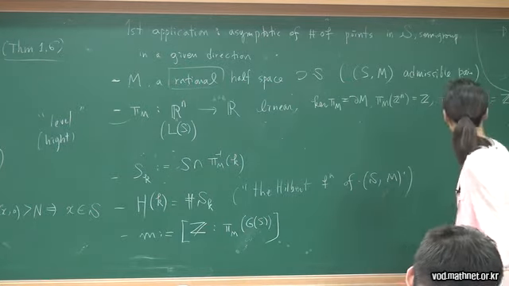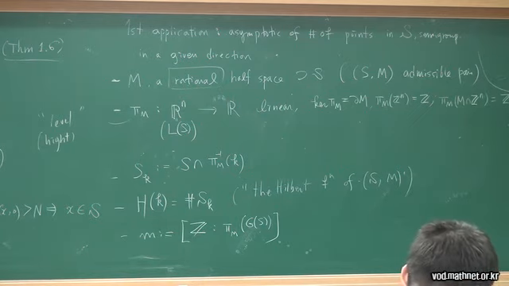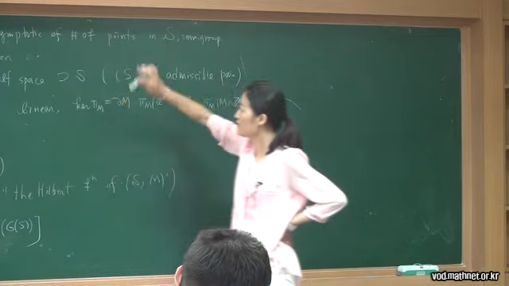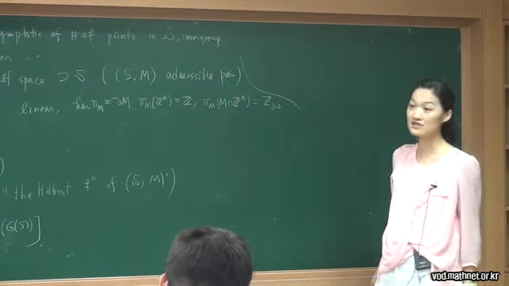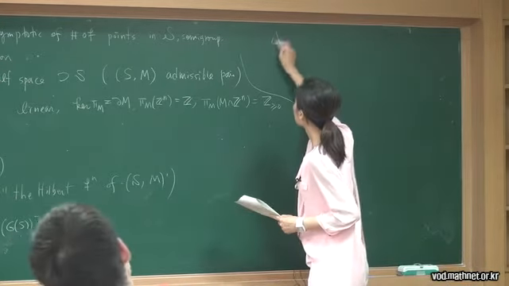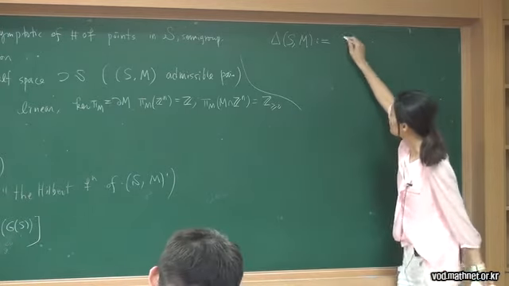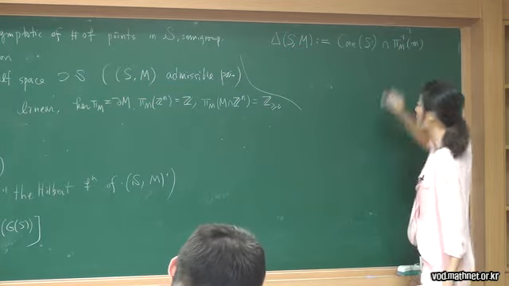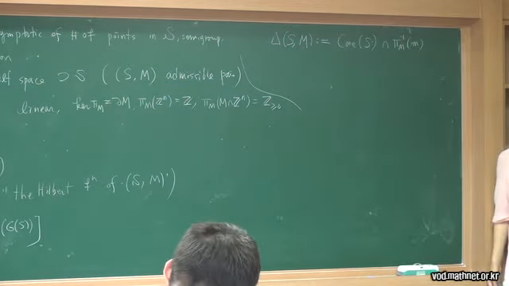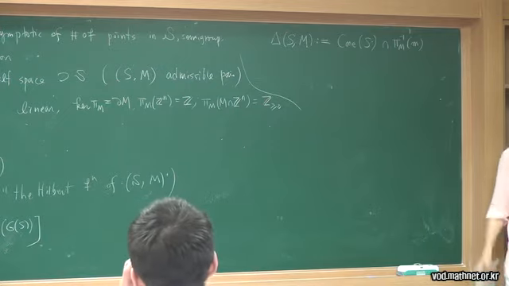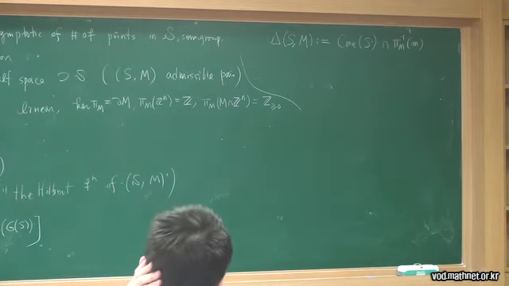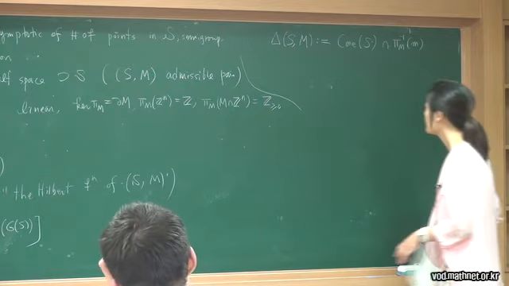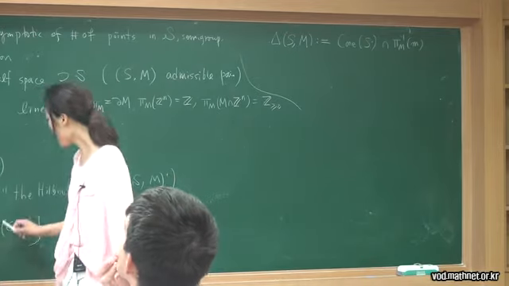Now, this is up to here just the setting to make it precise. What do we mean by counting the number of points in S in a certain direction? So now, delta of S, m is by definition the intersection of the corner of S with this half plane. Again, this we took by 4m. Yes, it's coming from the definition. So the small m depends on the big M.